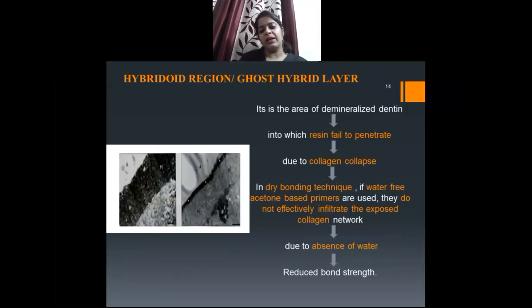In dry bonding technique, if water-free acetone-based primers are used, they do not effectively infiltrate the exposed collagen network, resulting in collagen collapse due to the absence of water. This reduces the bond strength.